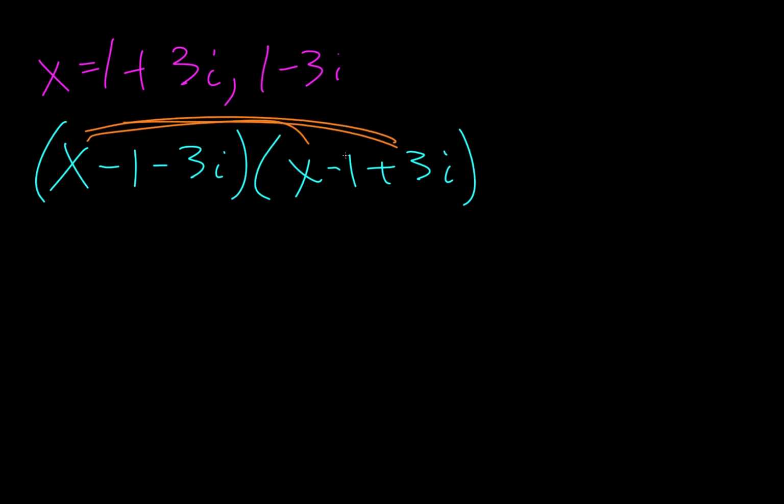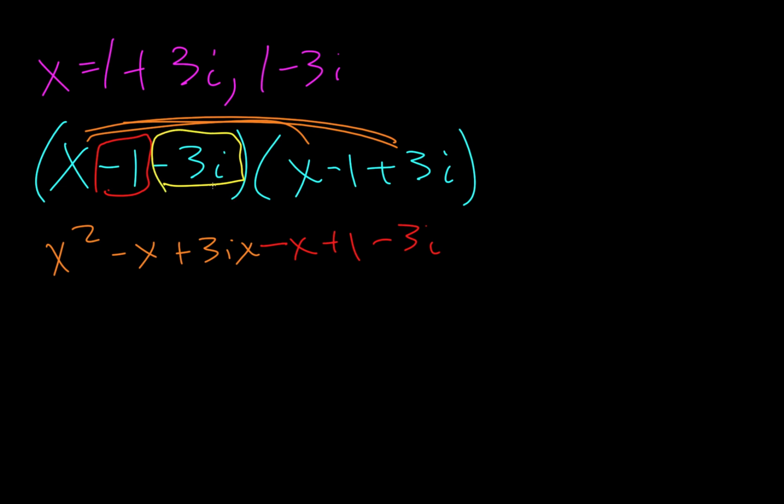Alright, we will multiply everything by x. X times x, x squared. X times negative 1 is negative x. X times 3i is 3ix. Now we're going to multiply negative 1 by everything, so that's just going to change all the signs. So negative x, positive 1, negative 3i. Now we're going to multiply everything by negative 3i, so we're going to go like that. So negative 3ix, positive 3i, and then this times this would be negative 9i squared.